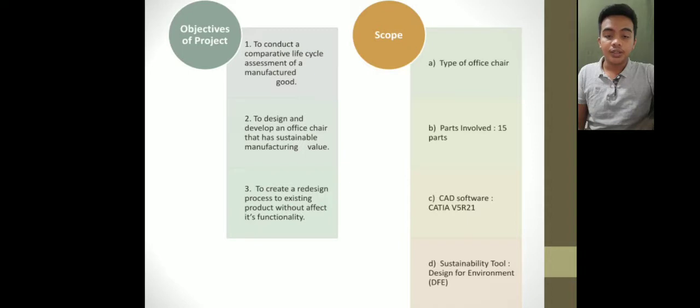The scope are type of office chair, parts involved, which are 15 parts, CAD software, CATIA V5R21, and for sustainability tools we use Design for Environment, DFE.